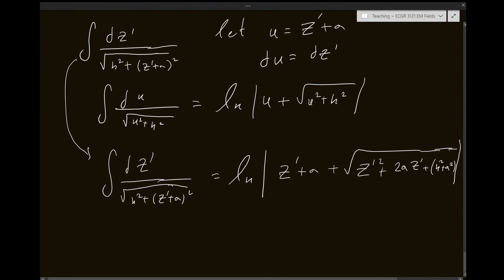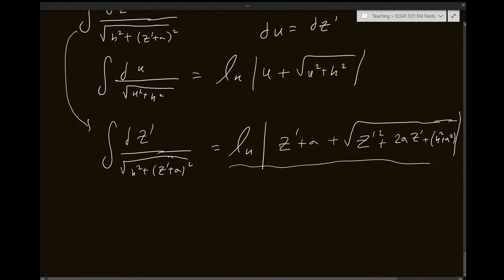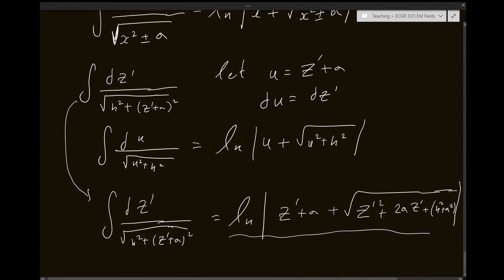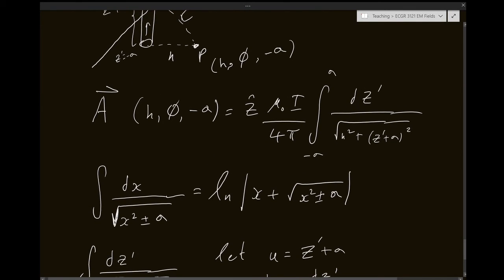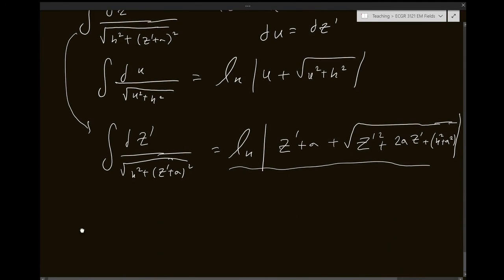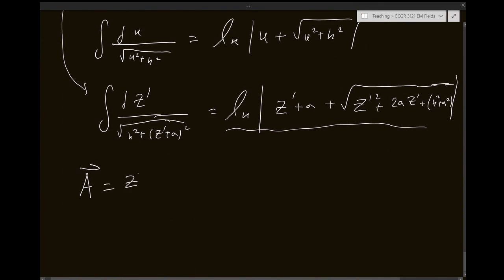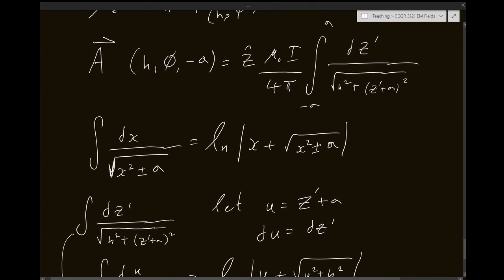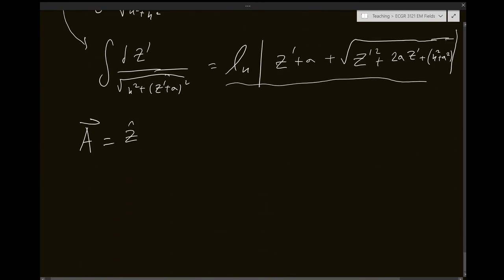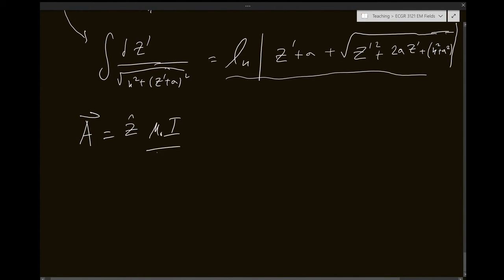Right, absolute value. So this is the antiderivative of the integral. Now we just have to evaluate it at a and minus a. And since this turns into a subtraction between two logarithms, we can turn the subtraction, as we said, into a division. So A in this case is going to be, and let me write the expression first and then substitute the value of the integral limits in it, mu naught I over 4 pi.